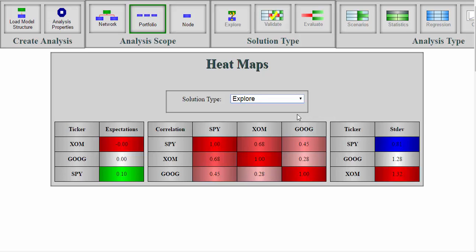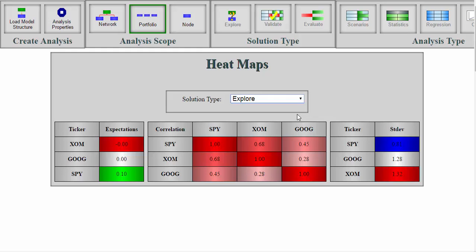The table at the right of the graphic shows the historical standard deviations of each node. Standard deviation is typically used as a measurement of risk. In this case, the US market has a lower risk than either Exxon or Google. Exxon and Google have very similar historical standard deviations.